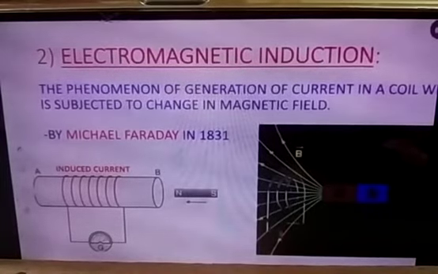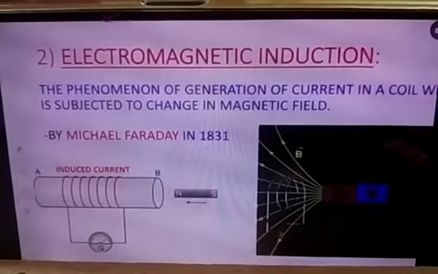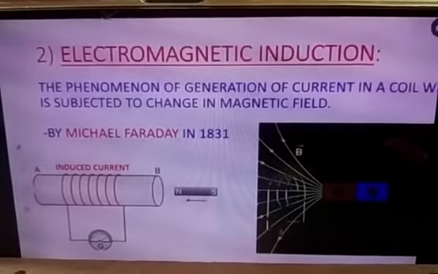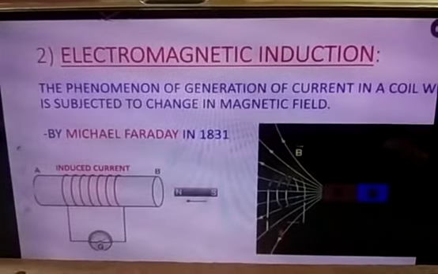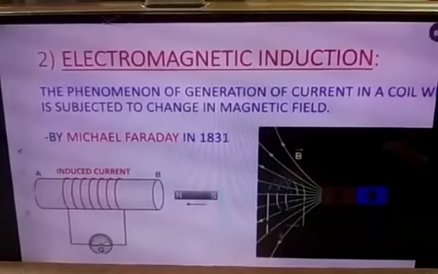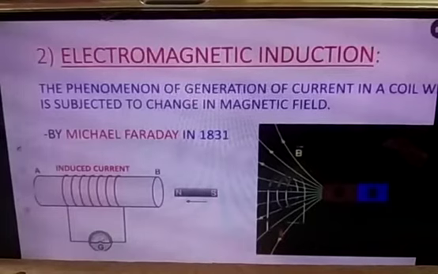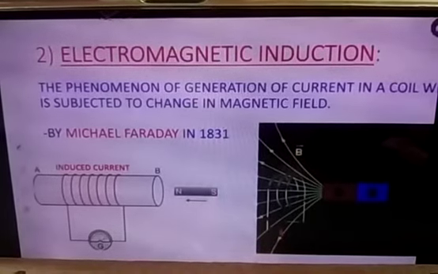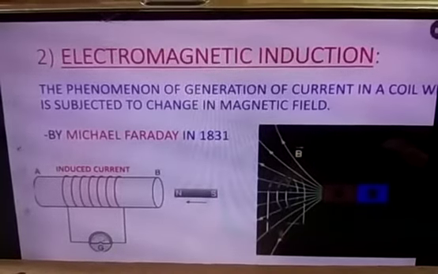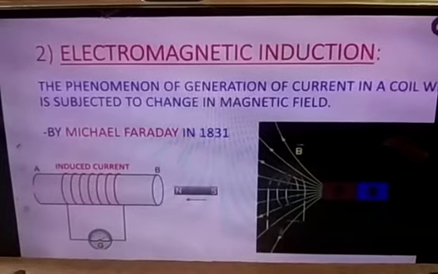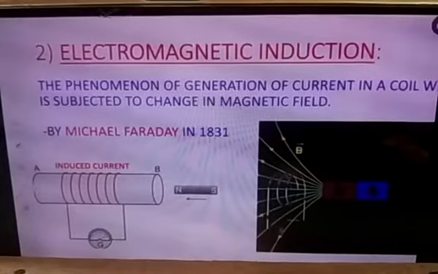Here you can see the phenomenon of generation of current in a coil with the help of a magnet subjected to change in magnetic field. This was first introduced by Michael Faraday in the year 1831. He was an English physicist. He introduced that from the magnets also we can induce the current.